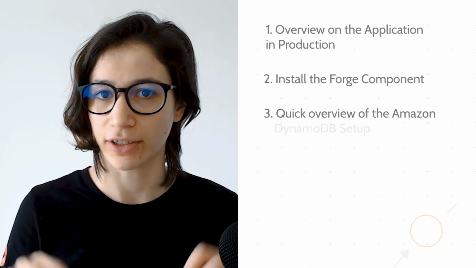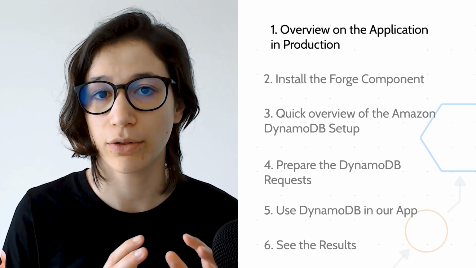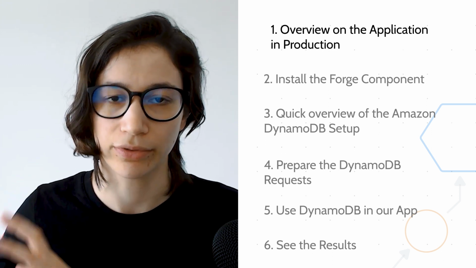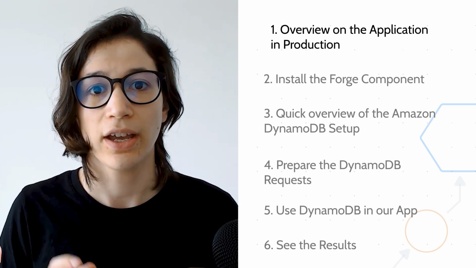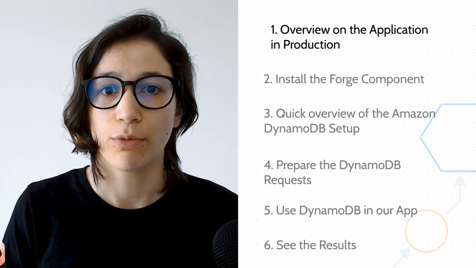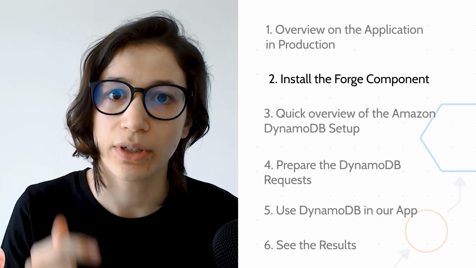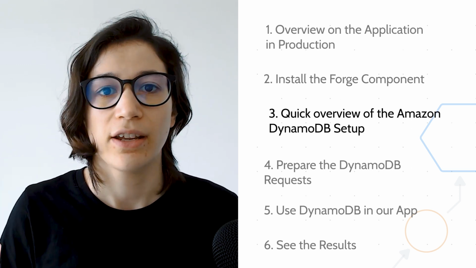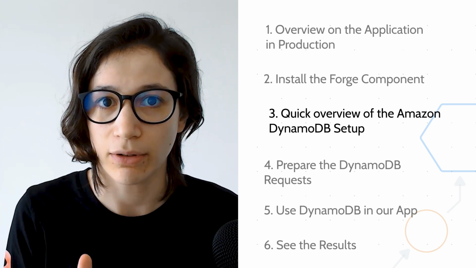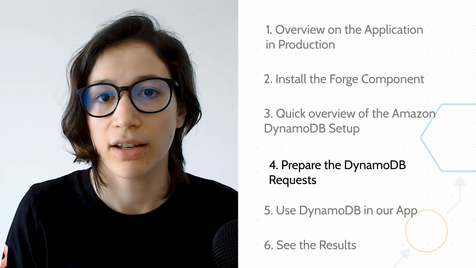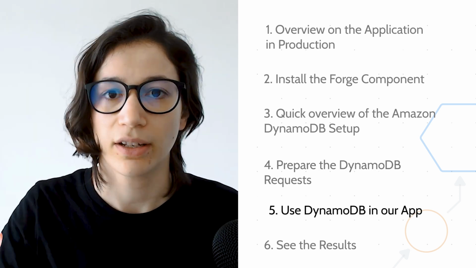Okay, so the plan here is this. We are using an application that is already in production and has a lot of users, and we want to check how our users are navigating the application so we know where we can improve further in the development cycle. This is the application where I will be working, and we will need to install the DynamoDB component. We will need to create our AWS account and generate some access credentials. Then we will need to get our head around how we are going to write the data of our users' navigation and later use it in our application and see the results.